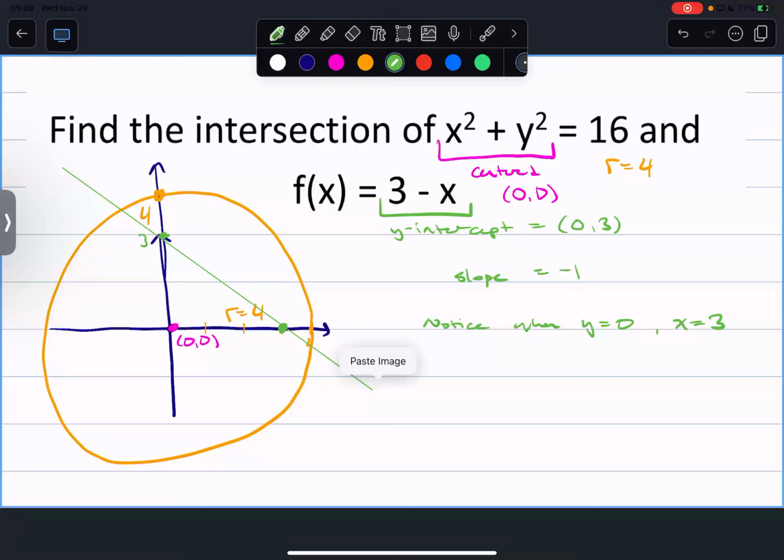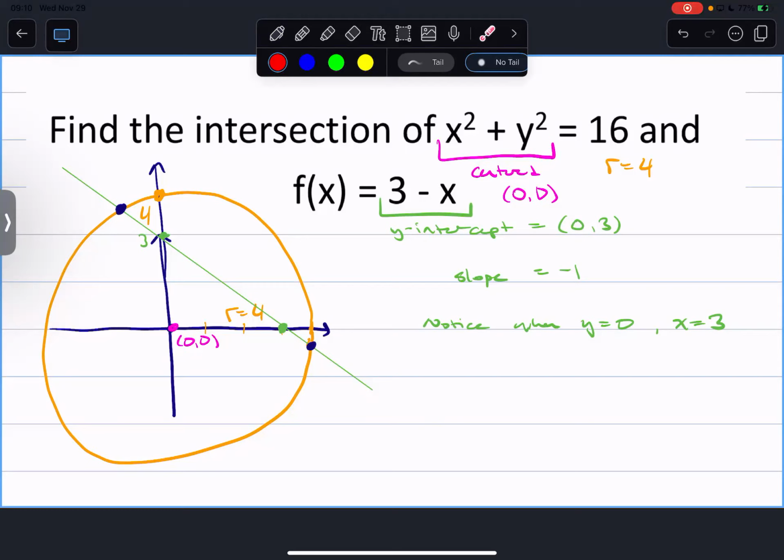Okay, nice. So here and here, roughly. My graph isn't very good, but now I have a general understanding of what I need to do. Yeah? And so I want to find the intersection of this circle and this line. Okay, so I'm going to have 2 points. What's something I could do?